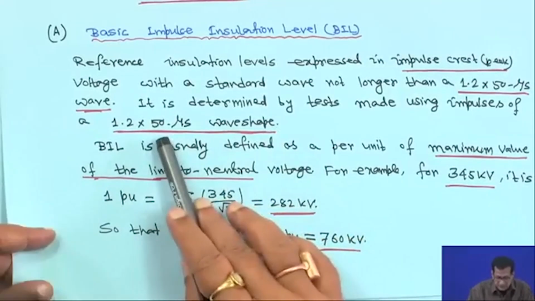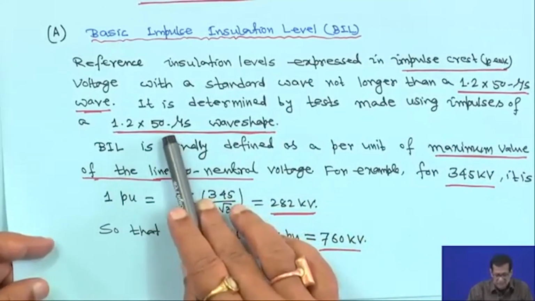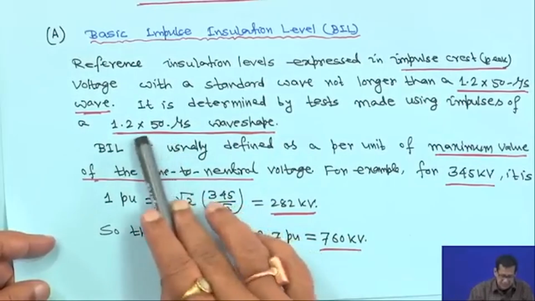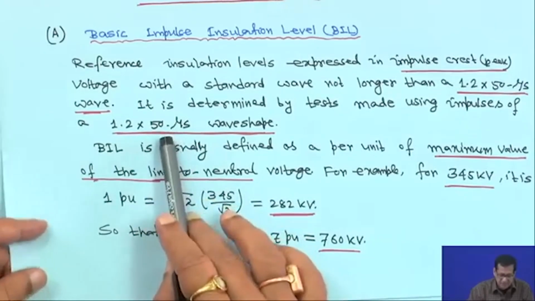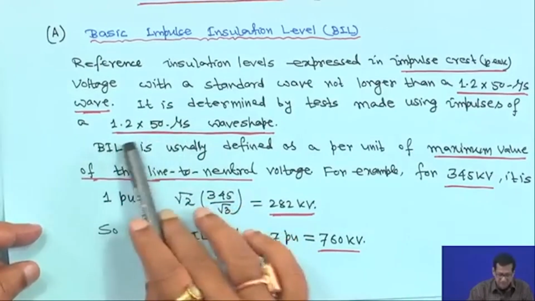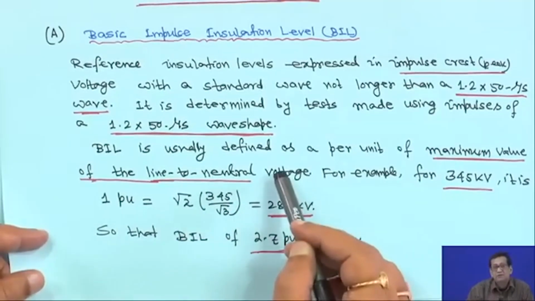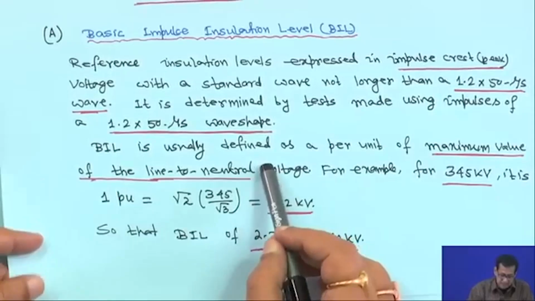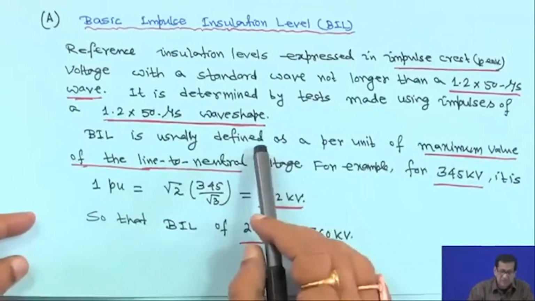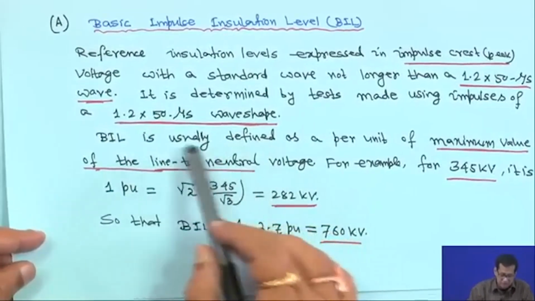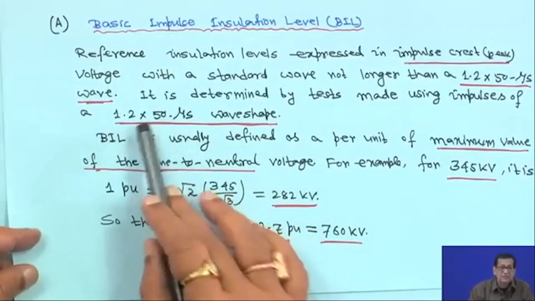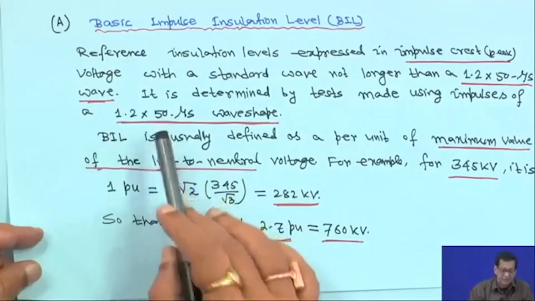This is recommended, but in reality when you try, it may not be exactly 1.2 by 50, but it will be around that value. Particularly for a transformer impulse test, you may not get the ideal value, but this is the standard, you have to see around that only.